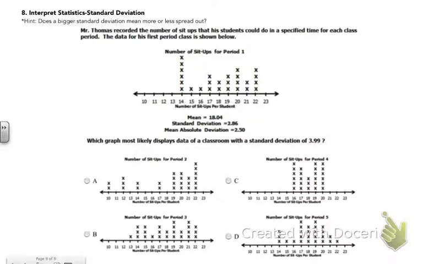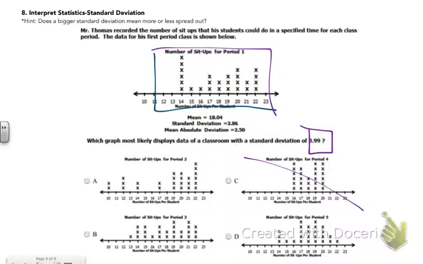to figure out which one had a standard deviation of 3.99. But another way to think about it is, okay, so all of them are centered about the same place, so the mean is about the same. So if this one up here has a standard deviation of 2.86, remember, a bigger standard deviation, like 3.99, is going to be more spread out than that. So it's definitely not C, because that's even closer together than the one up here. And D looks just like that one. So really, it comes down to A or B. And A is more spread out.